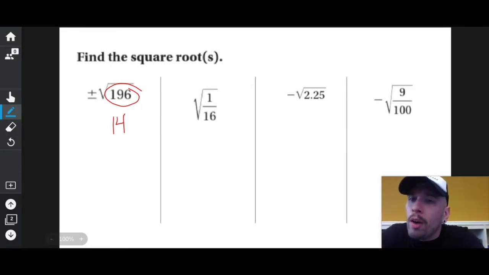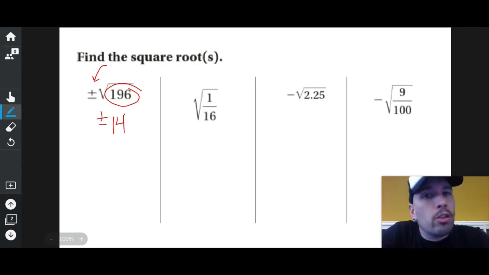But what we also have to be aware of is if there's a sign floating in front of everything, you need to include that sign. So my answer is positive or negative 14.